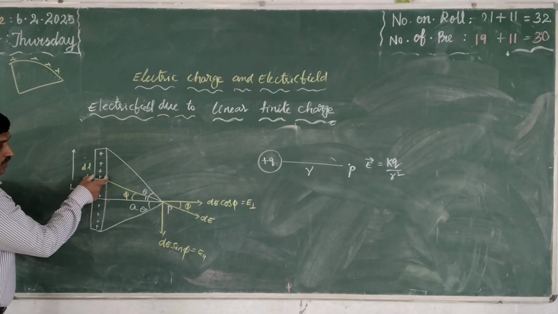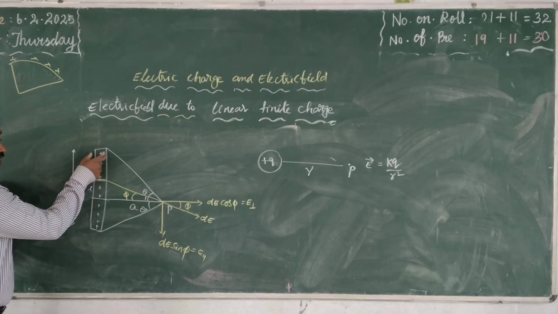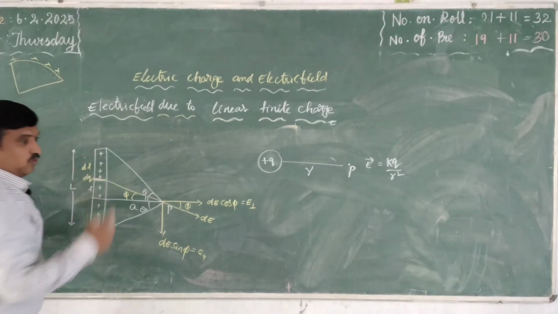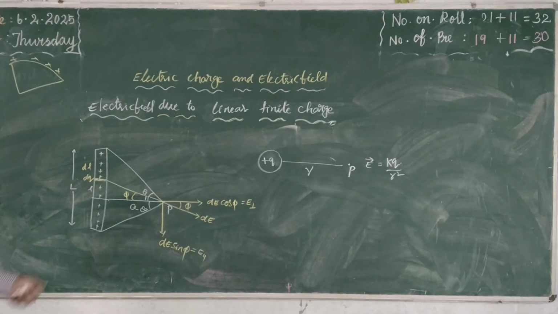Like this, we can cut many dq and add them all, and we get the total electric field. For that, first we find this one, and later we take the integration to get the total electric field due to this linear finite charge.